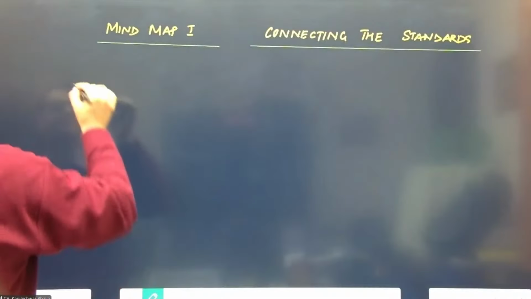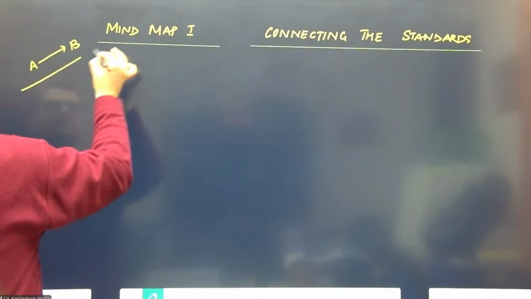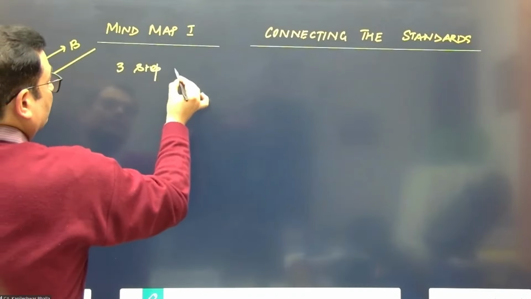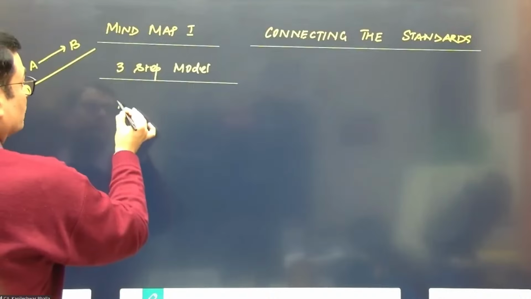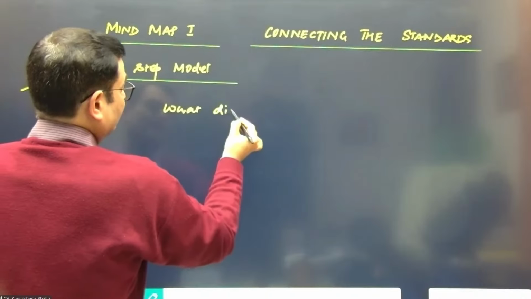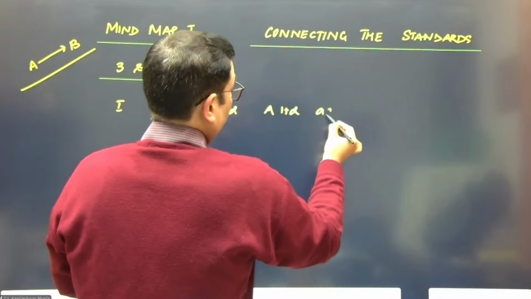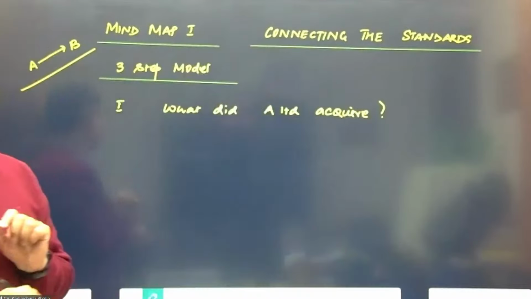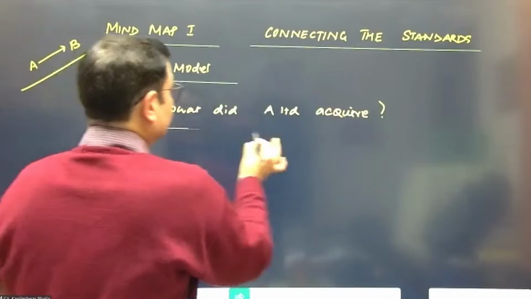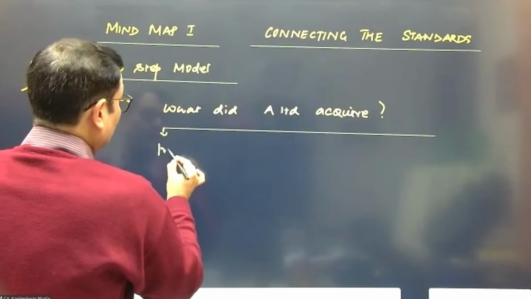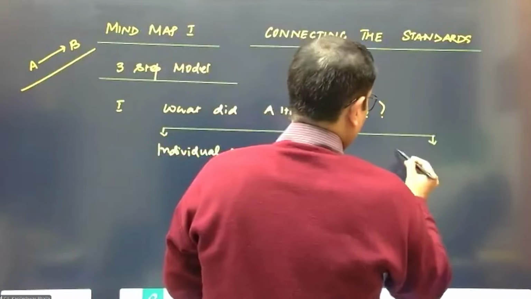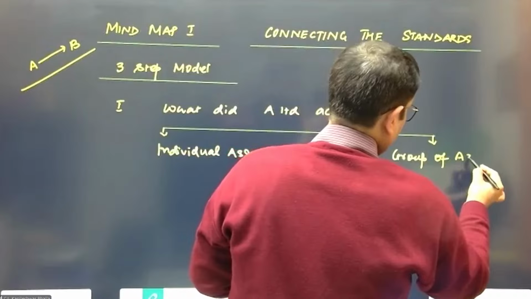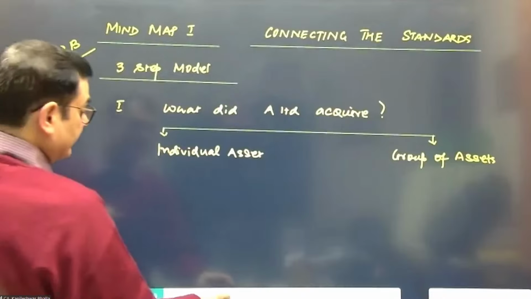We keep in the background that there is a company A which approaches company B. So let's look at the 3 steps and what kind of questions we need to put across. The very first question you will put across is, what did A Limited acquire? It could acquire either an individual asset or a group of assets.